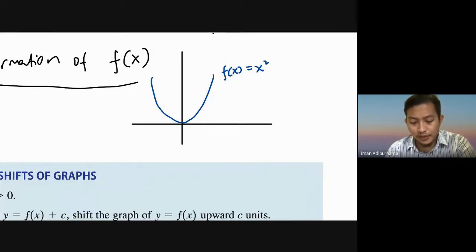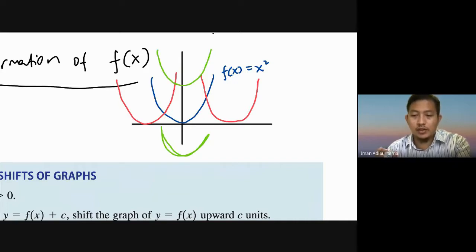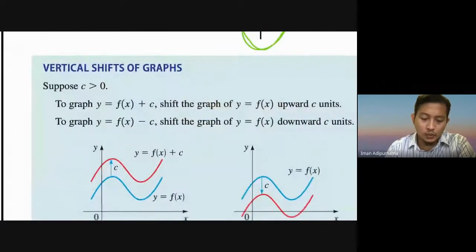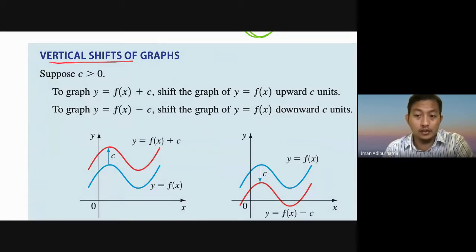You can move the functions to the left, move to the right, right? And then you can also move upward and then downwards. Okay, so you can transform the picture. Right? So basically, you can also transform the functions. Okay, so first we are going to have a vertical shift. Okay, it's called the vertical shift. So we will move upwards and downwards.